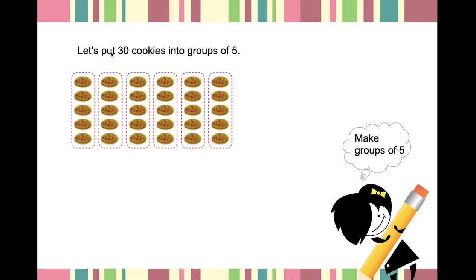So let's put 30 cookies into groups of 5. See, they have divided it into 5, 5, 5, 5, 5, like 1, 2, 3, 4, 5. This whole is 30 cookies. And now they have divided these 30 cookies into groups of 5 each. So we have divided into groups of 5.